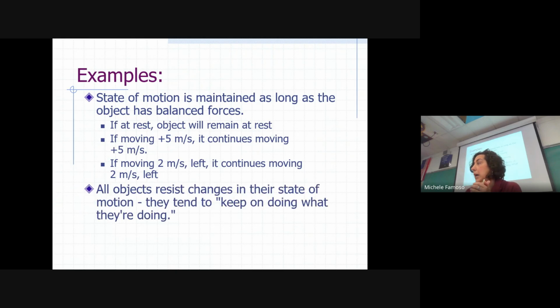So, as we just said, in this law, all objects are going to try to resist a change to their state of motion. In other words, they want to just keep doing what they're doing. If they're moving, they want to keep moving with a constant speed in a straight line. If they don't do that, it's because something forced them to change. Just like people. People want to keep doing what they're doing until they are forced to change.